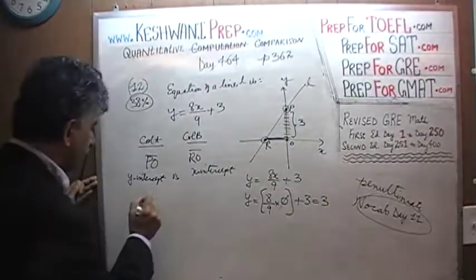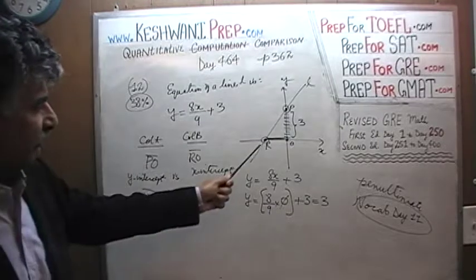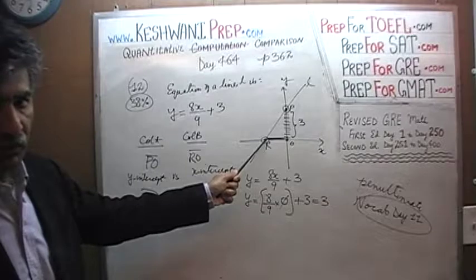This distance we just found out is 3. Y-intercept is equal to 3. Let's find out what x-intercept is, shall we? How do we find out the x-intercept? Well, x-intercept is where the y-coordinate of the point is 0.